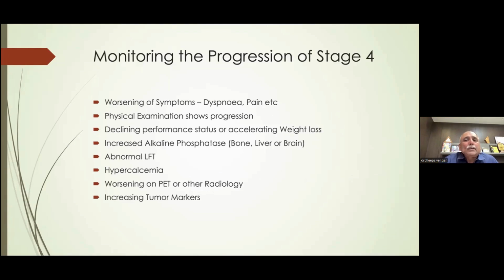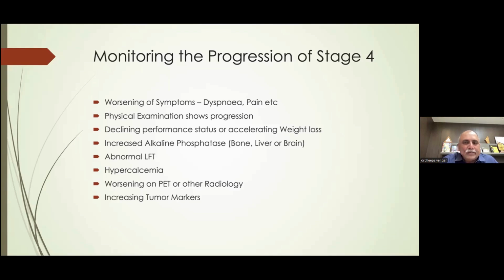How to monitor the progression? See, first you have to see the worsening of the symptoms. Is the patient having increased pain? Is the dyspnea increasing? Are the physical symptoms worsening? Is the physical examination showing worsening of the involvement of skin, or are there any new nodules seen, or any new nodes seen? Supraclavicular nodes, are they involved? Or is there any back pain, any back bulge? So physical examination. So declining performance status: is the patient more and more restricted to bed, or unable to move around much, or not eating properly?